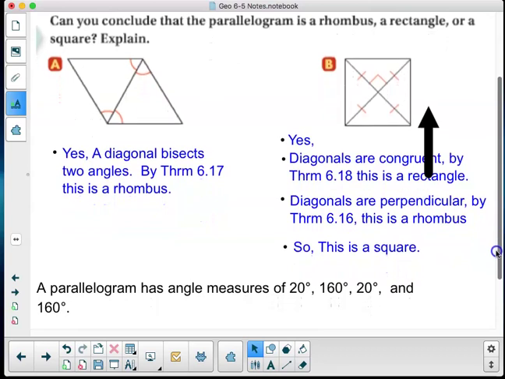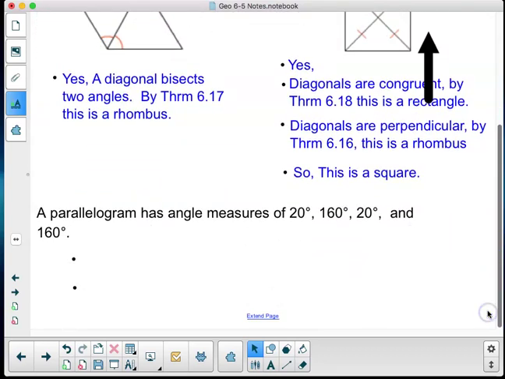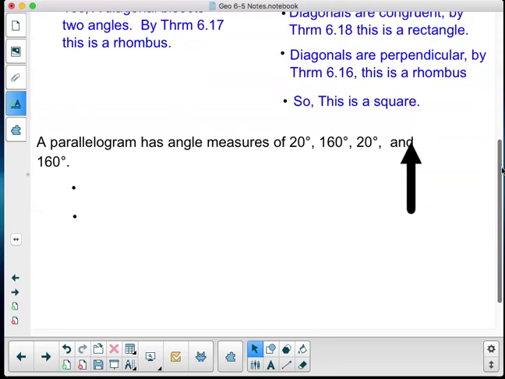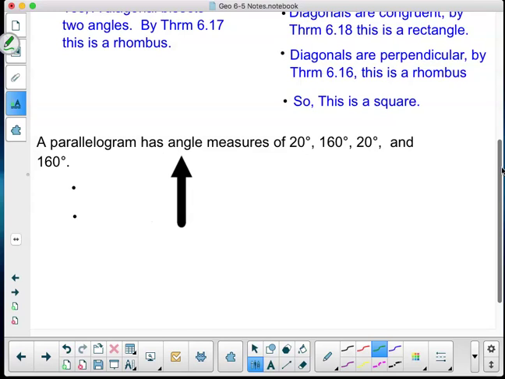Okay? Now, sliding on, a parallelogram has an angle measure. Let me get my little pointer back. A parallelogram has angle measures of 20 degrees, 160 degrees, 20 degrees, and the final one is 160. So if I drew a picture of this, if I have a parallelogram, and let's pretend my picture's absolutely perfect, 160 and 20 and 160.